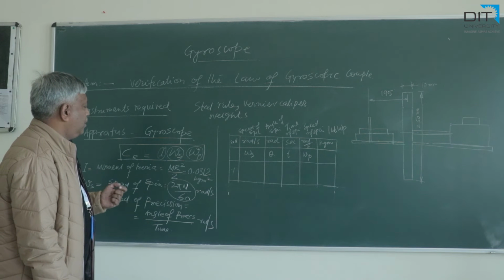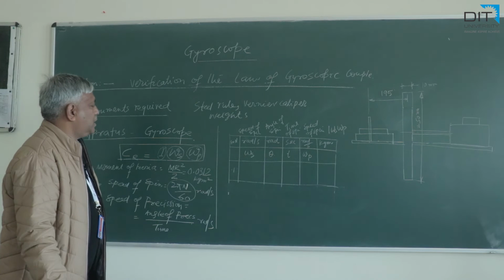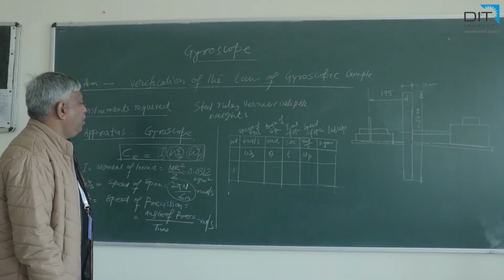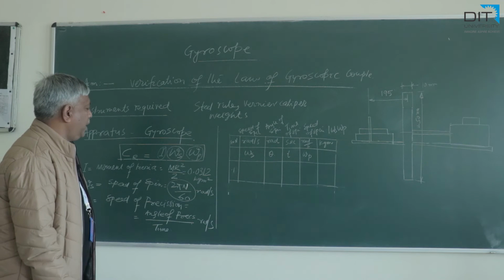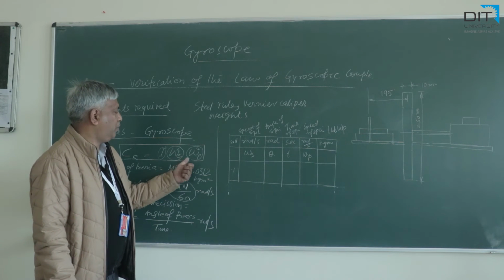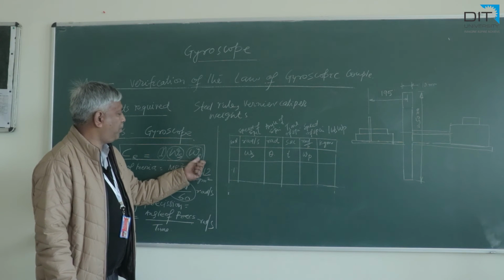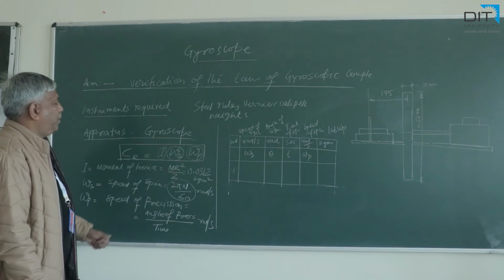That can be calculated just by getting the total angle of precession, in our case maybe 50 degree, maybe 70 degree, whatever it is, and after converting it into radian, we divide it by the time taken for the precession. So that speed of precession will be available over here. So 3 parameters to be calculated.